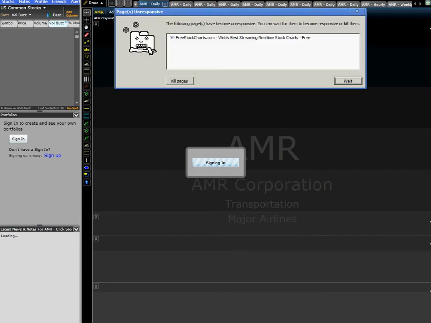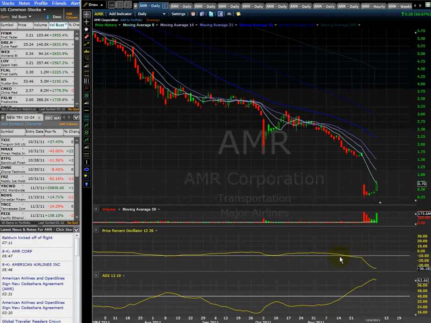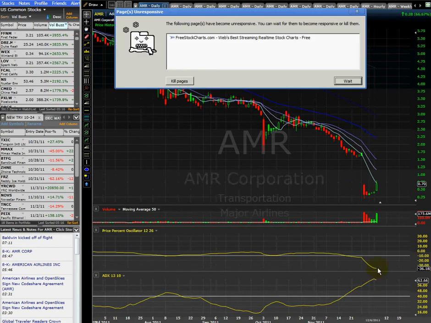So anyways, once it comes up here, we'll see AMR is pinching very tightly. All right, here we are. So definitely, we're down here. The PPO is down here at negative 36. ADX is at 66. You really don't get much tighter than that, and you can definitely see the downward run it's been on. And so definitely hit bottom and kind of hit a base here. And now this is just starting to open up.